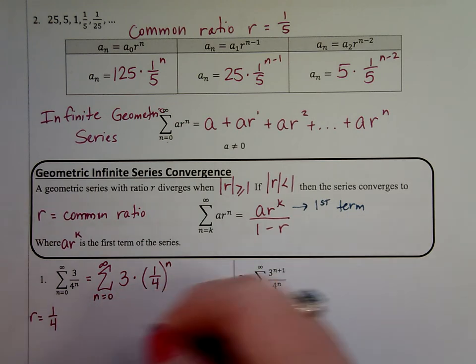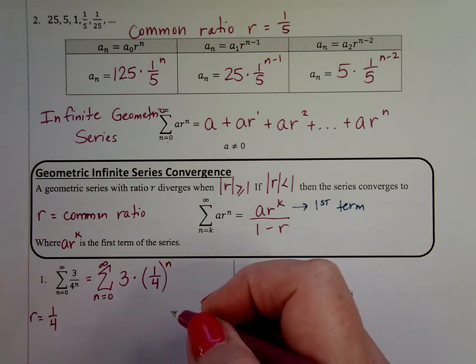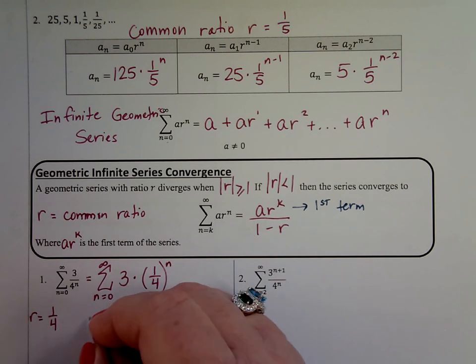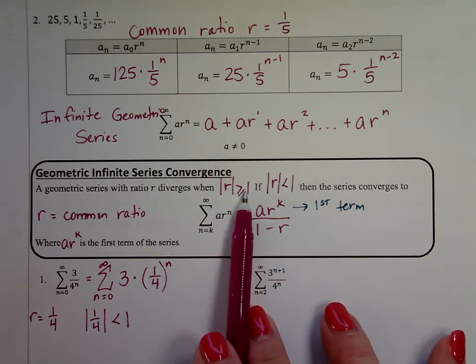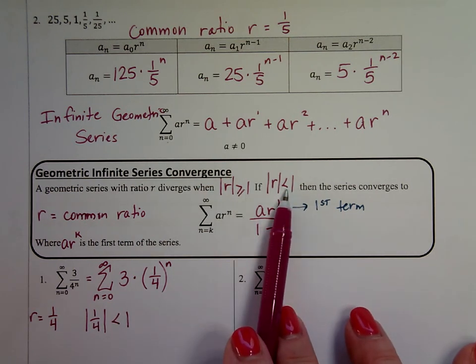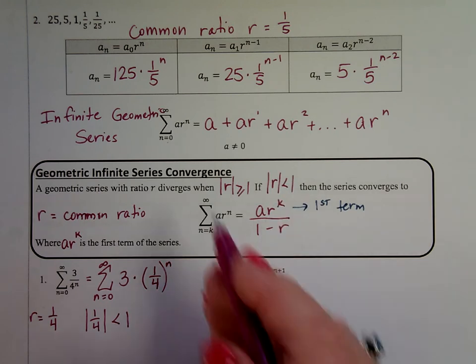And so I'm going to look at that. My r, the absolute value of r, 1/4, is less than 1. I'm comparing it with 1. This is my comparison up here. So since it's less than 1, I know that this thing is going to converge.